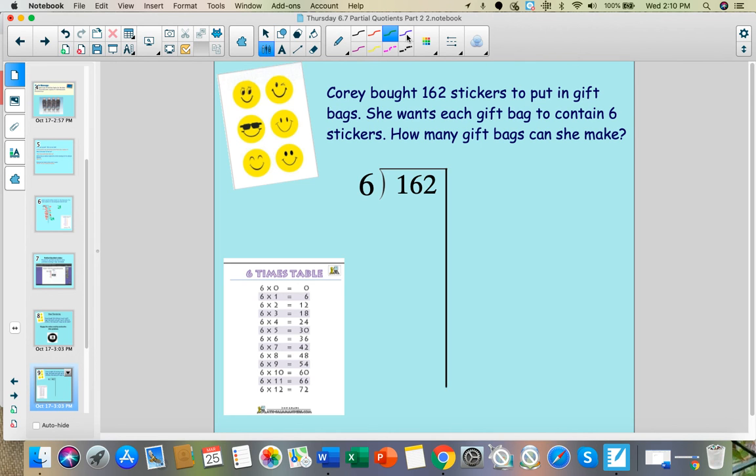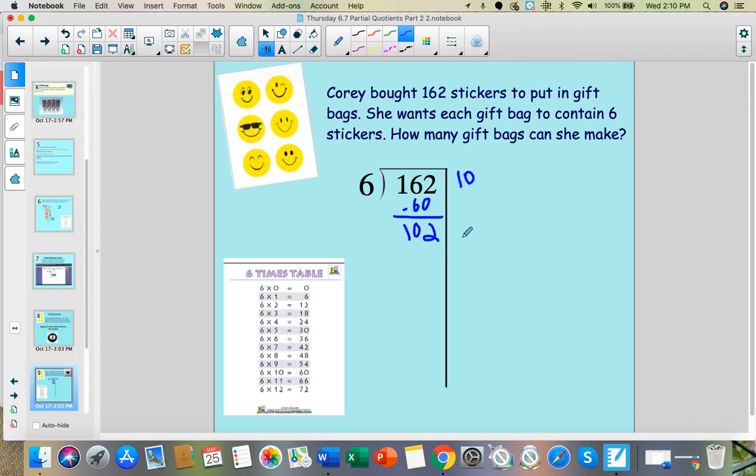Let's try and do blue. 6 times 10. Remember, I'm going to put it in the right place value order. 6 times 10 is 60. 1's place, 10's place. I'm going to subtract. 2 minus 0 is 2. 6 minus 6 is 0. And 1 minus 0 here is 1.